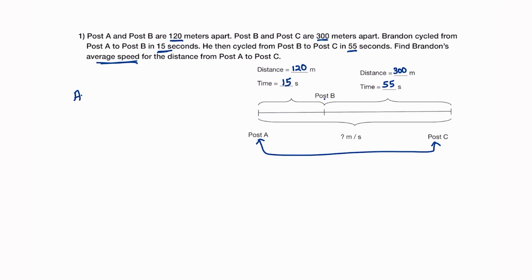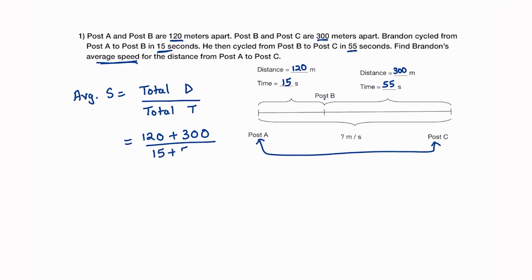To get average speed, we write average speed equals total distance upon total time. So what's the total distance? 120 plus 300. We have to consider both the distances, right? And total time. So we say 15 plus 55. So this is equal to 420 divided by 70. And this is simple calculation. 0, 0 out. So that means 7 times 1 and 7 times 6. So his average speed is 6. Units will be meters per, because it's speed, right? Seconds. So meters per second.